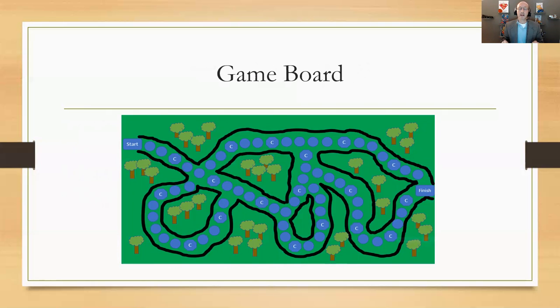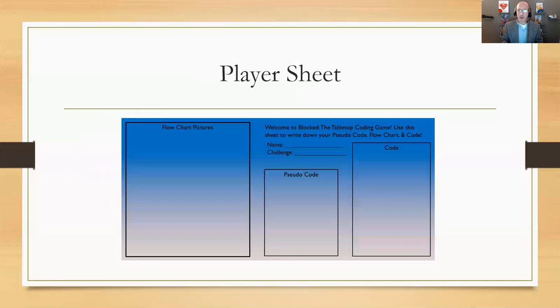So for Blocked, the tabletop coding game, we're going to start with a game board. Just like anything else, this is going to be a game that has a start, a middle, and an end. Our goal is to find all of the code markers marked with a C, collect your code markers, and write some code. However, before we do that, we have to have a player sheet, and this is where most of the action is going to take place.